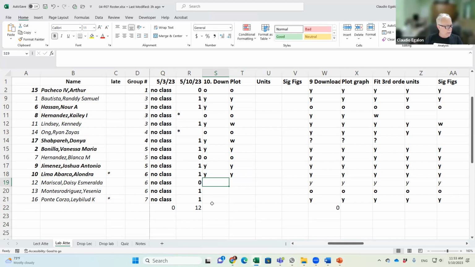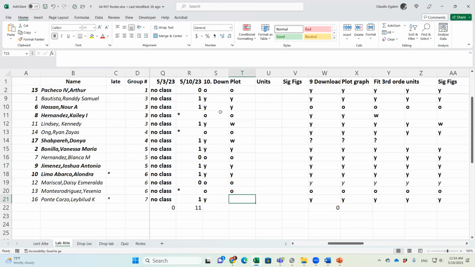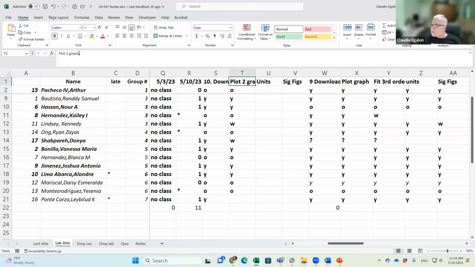Okay, so Daisy, is Daisy here? No. Yesenia? I don't see Yesenia either. No. Okay, I'm going to put a star. Label it. Okay, so you downloaded the graph, is that right? You downloaded the spreadsheet. And did you plot the graphs, the two graphs? I'm working on it. I didn't understand. What did you ask? Sorry, I'm working on the graph right now. You're working. Okay, you're working on that. Thank you.